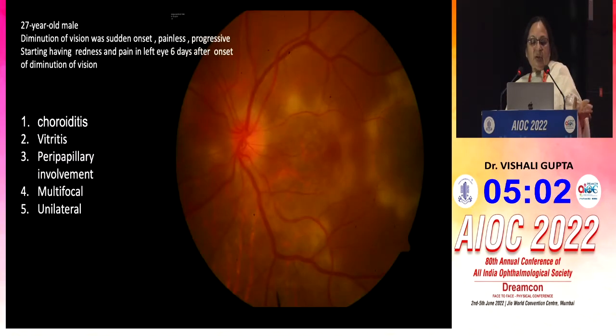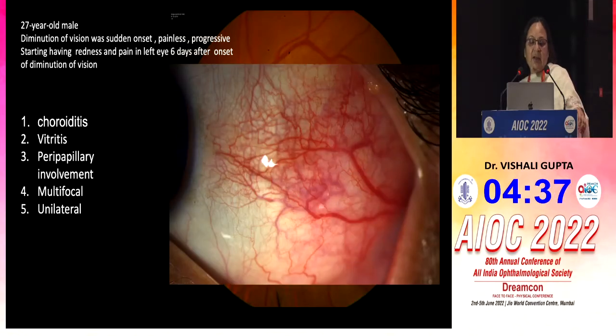So the other variety of serpiginous is serpiginous-like. Now, I would give you an example of this patient, a 27-year-old male. He has choroiditis, he has vitritis, he has peripapillary involvement, but what you see is the multifocality. These are the multiple lesions, they're not unifocal, and there is associated scleritis, because I said in the beginning that you pay attention to what else is there.